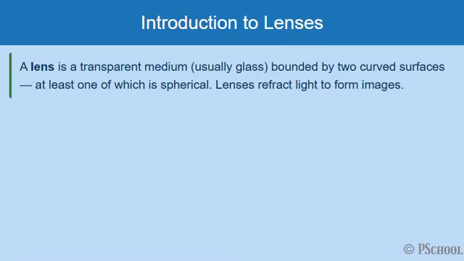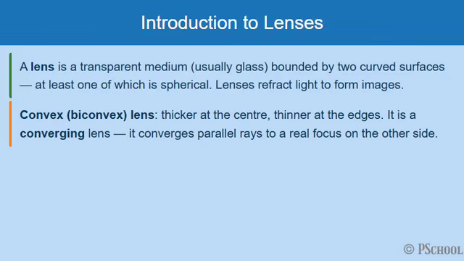A lens is a transparent medium, usually glass, bounded by two curved surfaces, at least one of which is spherical. Lenses form images by refraction. A convex, or biconvex, lens is thicker at the center and thinner at the edges. It is a converging lens. It focuses parallel rays to a real point on the other side.